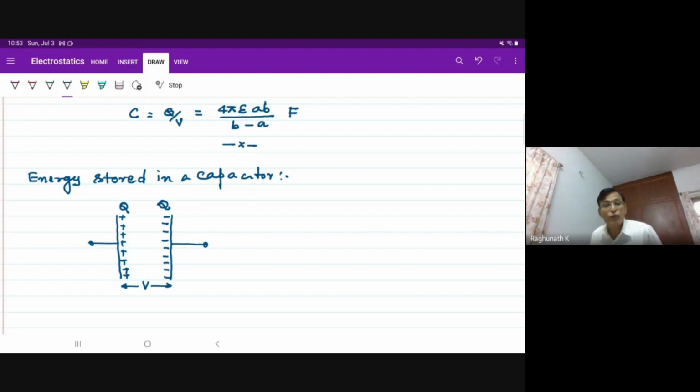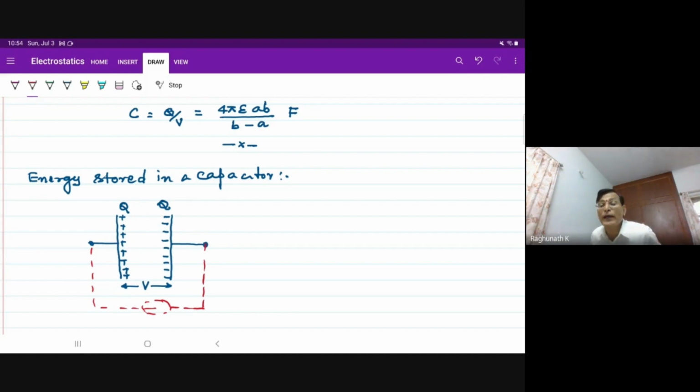Now, having charged, if you connect a bulb or a resistor between these two terminals, current flows through that resistance. That means a charged capacitor is capable of circulating current through a resistor, means it is capable of doing electrical work. It got this ability because it contains energy. Energy gets stored.